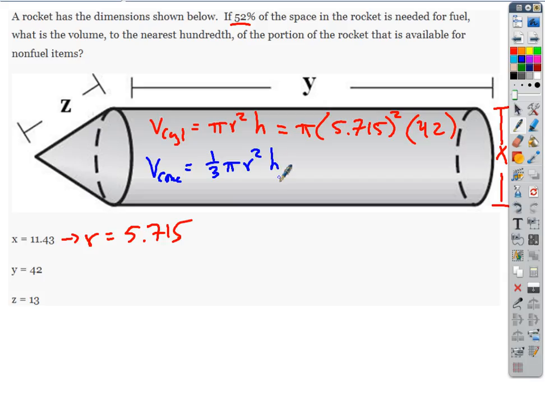Slant height. Yeah, they give us the slant height here, which is 13. But how do we get the height from the slant height always? Pythagorean theorem. We make a right triangle. Good. So we've got the radius, which we know, and we're looking for the height. There's the height. The radius we have, that's 5.715. So what does the Pythagorean theorem tell us about h and these other numbers?